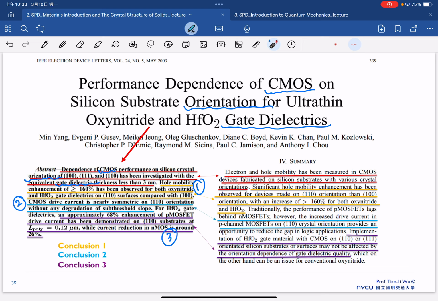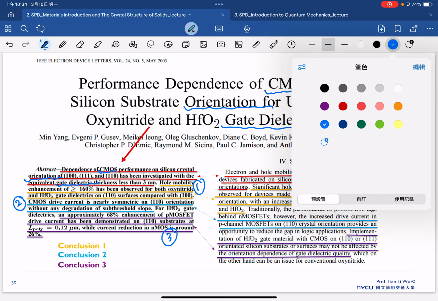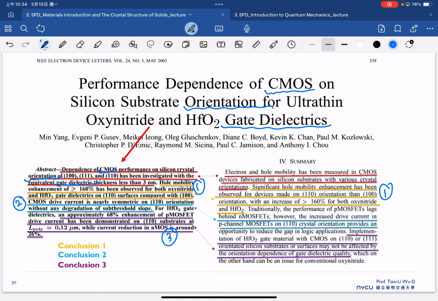But the interesting thing is, if we look at the summary, it's the same. They always try to illustrate the key conclusion again. So this is the first one, this is the second one, this is the third one here. The first one is what they say: significant hole mobility can be improved on a certain orientation compared to another orientation. And the driving current on 110 has a certain characteristic. And also CMOS on 110 and 111 may not be affected by the orientation dependence of the dielectric quality. In any case, what they try to deliver in the abstract is exactly the same as in the summary.